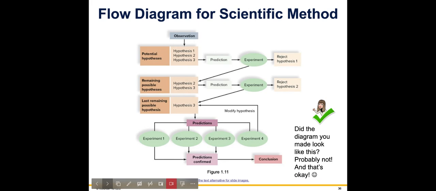Now you can come up with your conclusion. But again, it's not like it ends at conclusion and you say, yay, I won science. You usually have a lot more questions that you want answered. So this is more like what our scientific method looks like than just a straight line flowchart.